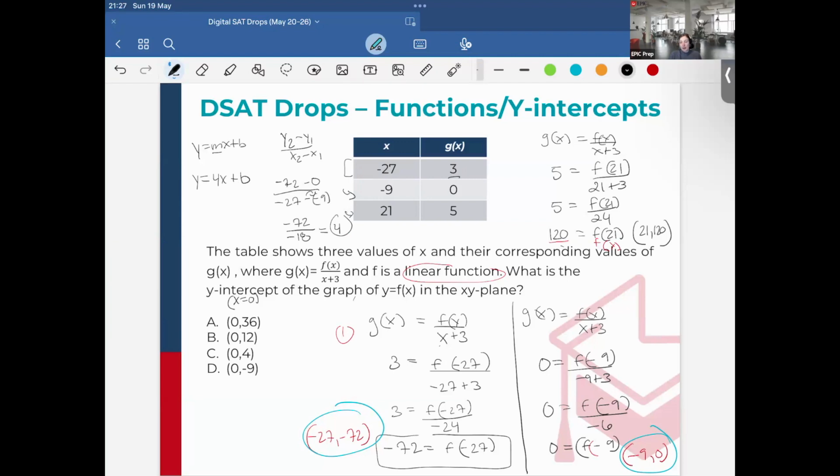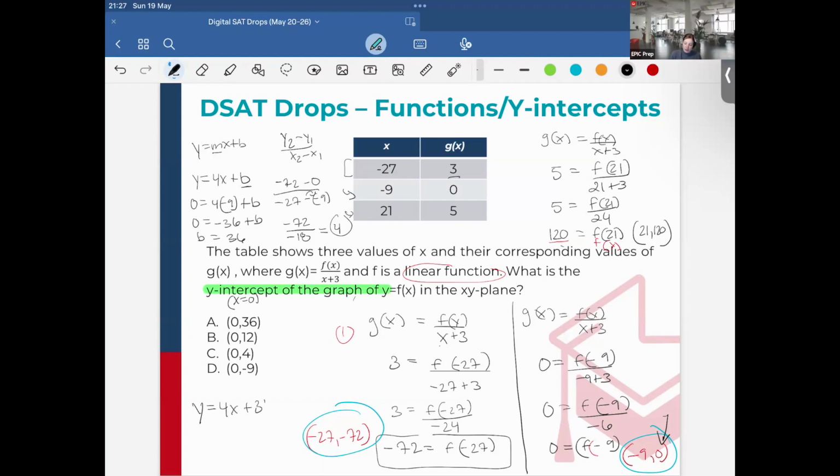And then my final step: remember the y-intercept it's asking for? What is the y-intercept of the graph? The y-intercept is when x is equal to 0. So first I should take another coordinate and plug it in to get the b value. So let's find the b value. I'll just use this coordinate here because the numbers are nice and low. So this would be 0 equals 4 times -9, plus b. 0 is equal to -36 plus b, so b is equal to 36. So my final equation is y equals 4x plus 36.